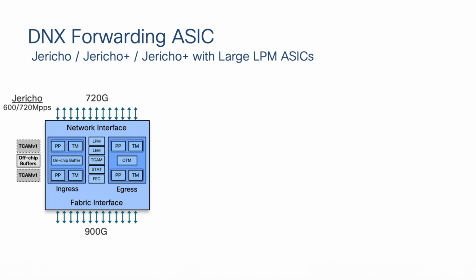The Jericho NPU offers 720 gigabit per second of fabric interface and 900 gig to the fabric. Whether it's used with or without eTCAM, it can treat packets at 600 or 720 million packets per second. This eTCAM is from NetLogic and offers 2 million extra IPv4 routes for the FIB.